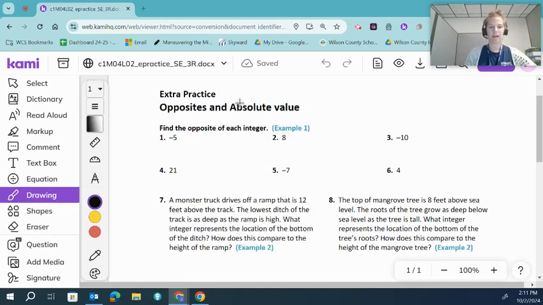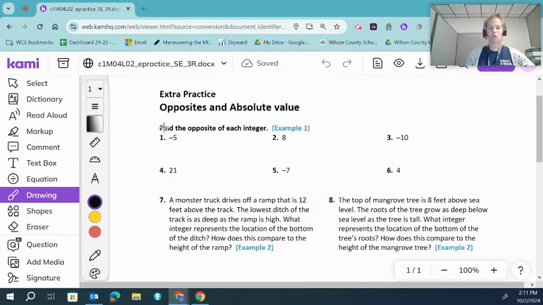Today we will be talking about opposites and absolute value. Opposites are whole numbers and their negative counterparts. So we're talking +5 and -5. Those are opposites. 8 and -8, 72 and -72. The negative is the opposite of the positive, and the positive value is the opposite of the negative.